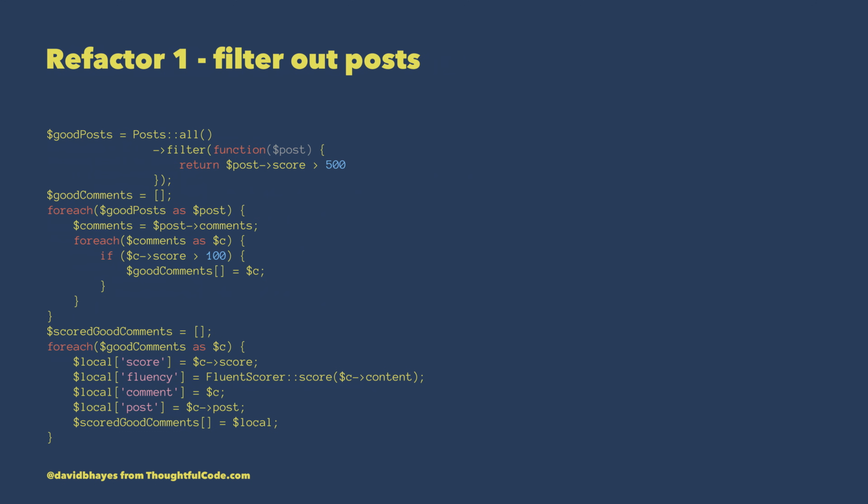Now for performance reasons, I might be doing this in the database rather than doing posts all. But again, we're exploring the concept and how our code can get better as a result. So first we filter out all the posts that have a score above 500, and we keep only the ones that have a score above that threshold in the function. So remember, the true or false value we return in a filter function determines the ones we keep.